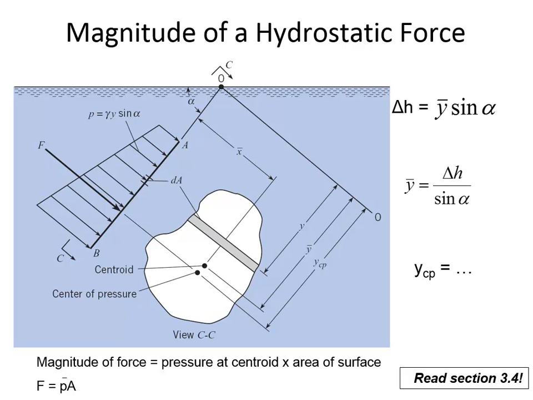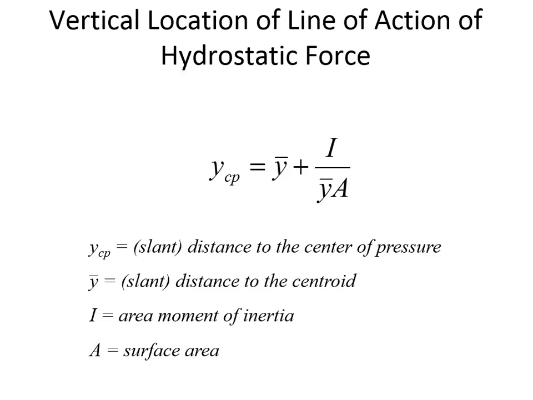And I haven't shown you the formula for YCP yet. We've talked about how you can find y bar. We've talked about how you can find delta H. But YCP, it's not that bad. Here's the formula for it. It takes into account y bar, which remember is the inclined distance from the centroid to the surface. Now I is the area moment of inertia that we started the lecture talking about, area moments of inertia for different shapes. And it's I divided by y bar A.